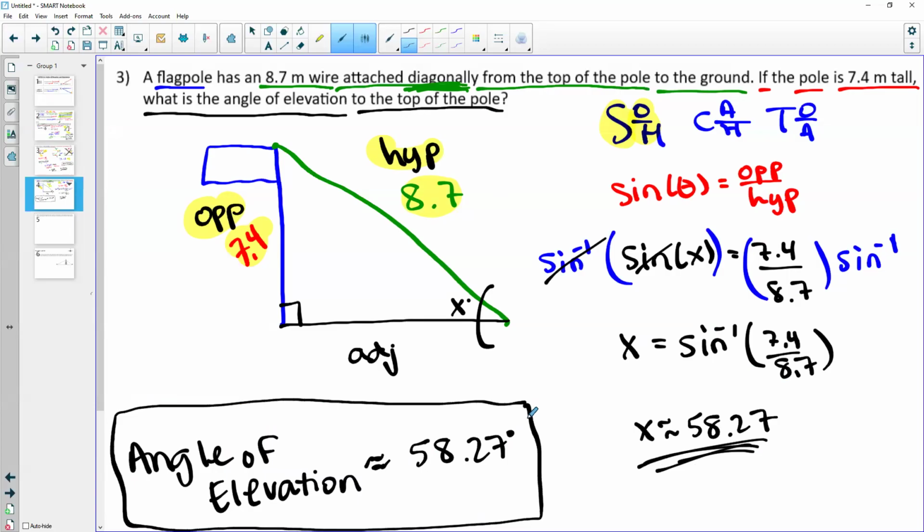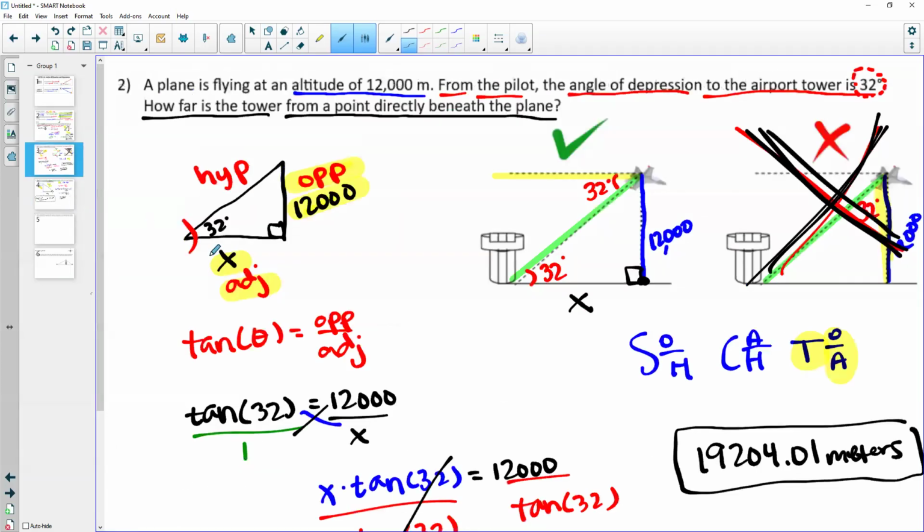So just be mindful of what they're asking you to find. If they ask you to find an angle, angle is going to be the problems where we're working with the inverse trig. If they ask you for an angle, you're doing inverse trig. If they ask you for a side, like we had in the last one, like if they asked us for this side length of x, this is where we put it over 1 and cross multiply. All right, let's look at the next one.